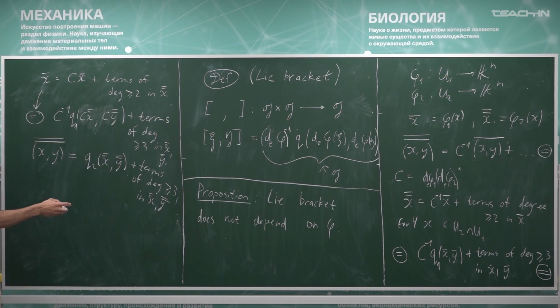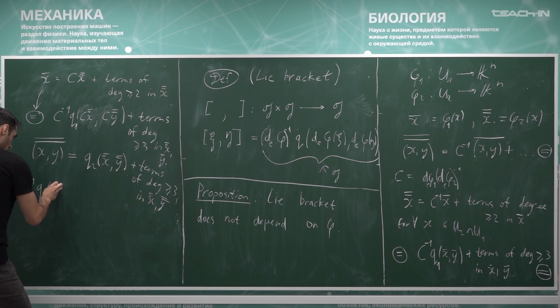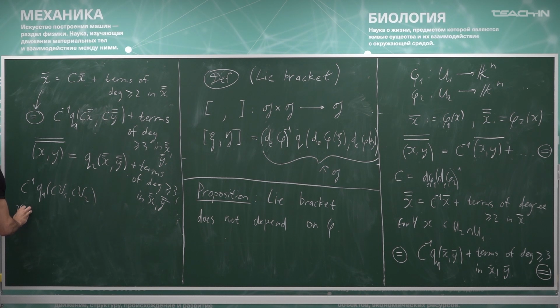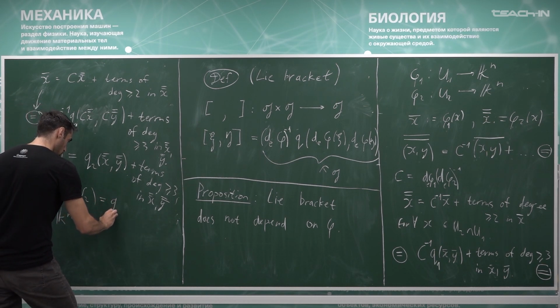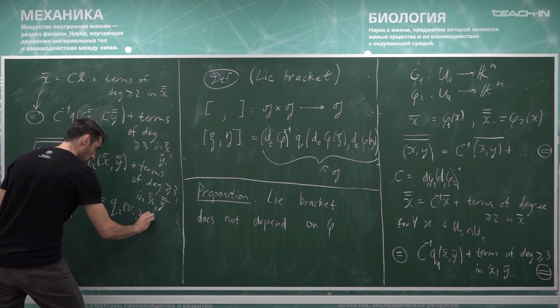And we compare. So we computed this in two different ways. This one, and this is another result. So we actually have the following. We have that C inverse Q1 of any vectors, CV1, CV2, where V1 and V2 are any V1, V2 in Kn, is Q2 of V1 and V2.